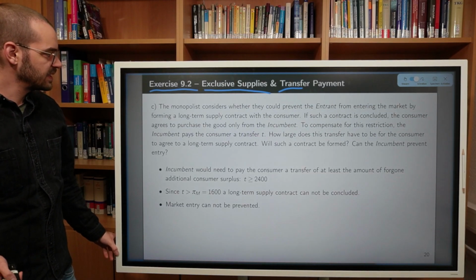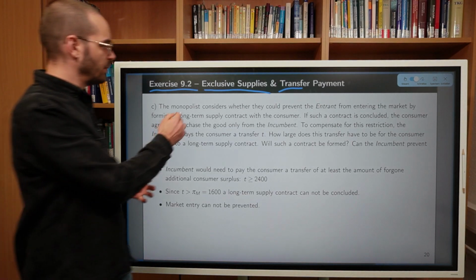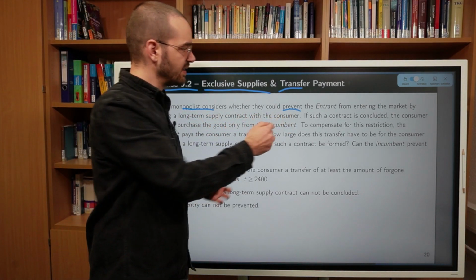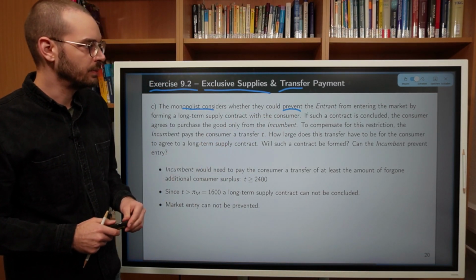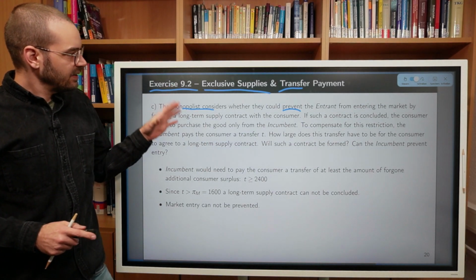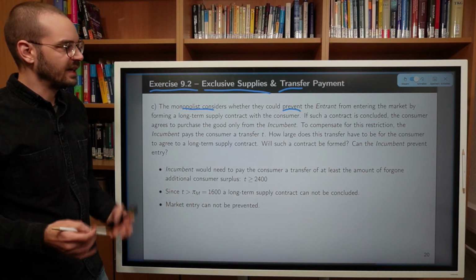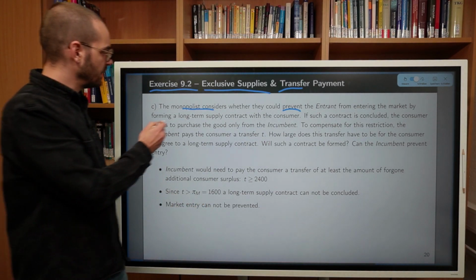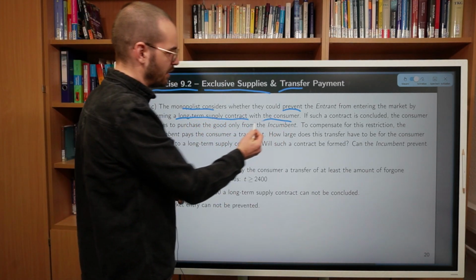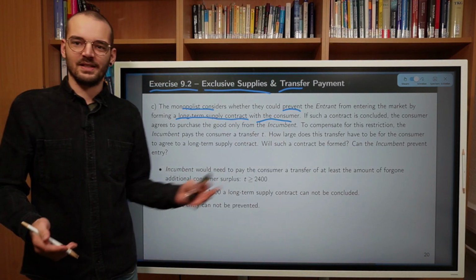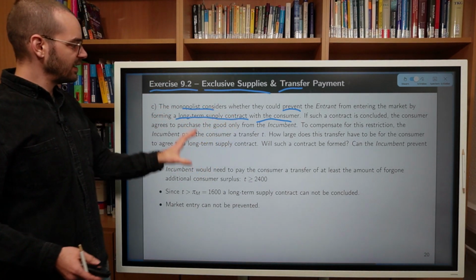Now under task C, we are going to consider a situation where the monopolist wants to prevent the entrant from entering the market. It kind of makes sense given the results we saw before. The incumbent, the monopolist that is already in the market, wants to prevent the entrant from entering by forming a long-term supply contract with the consumer. And that is the only reason why we are talking about a single consumer, because otherwise this would not be plausible at all, right? But that's just an aside.